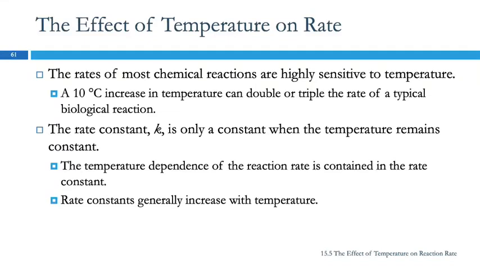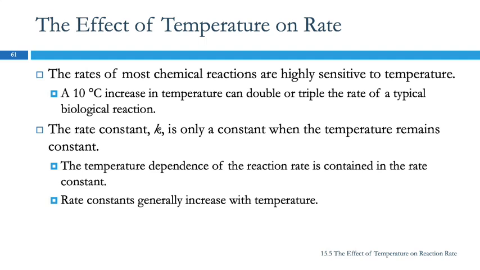So we've been learning about rates, rate laws, rate constants, etc. And what we've talked about so far has been something happening at a constant temperature. And we mention that because the rates of chemical reactions are sometimes highly sensitive to temperature. An example is a 10 degrees Celsius increase in temperature can double or triple the rate of a typical biological reaction. And that's one of the reasons your body regulates its temperature so tightly, is to keep the rates of those biological reactions where they're supposed to be.